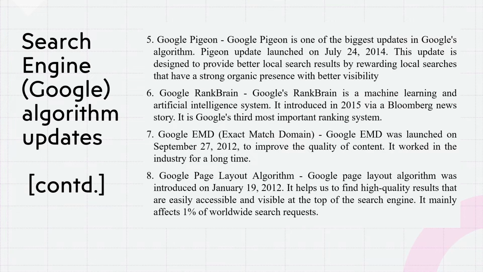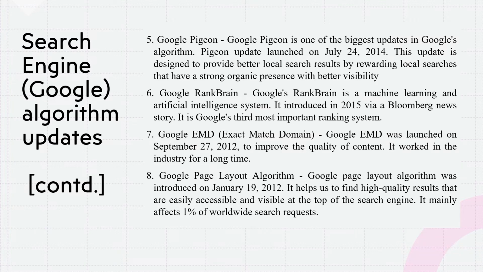Google Pigeon. Google Pigeon is one of the biggest updates in Google's algorithm. The Pigeon update launched on July 24, 2014. This update is designed to provide better local search results by rewarding local searches that have a strong organic presence with better visibility. It also improves the ranking of a search parameter based on distance and location.